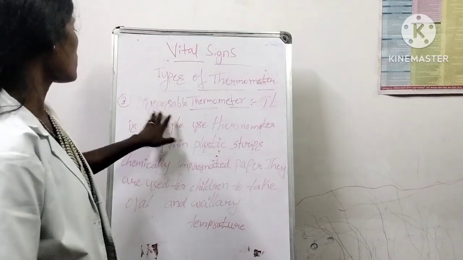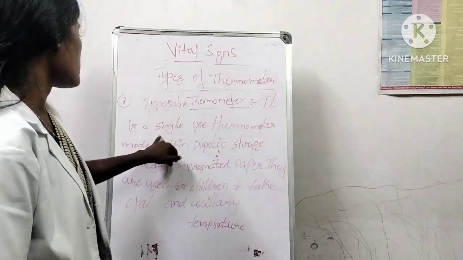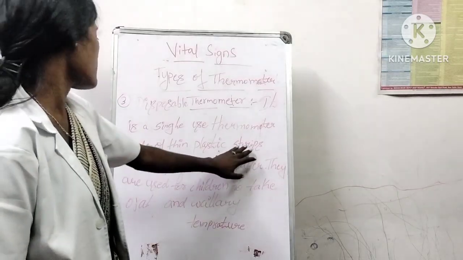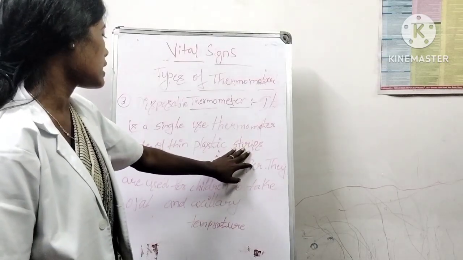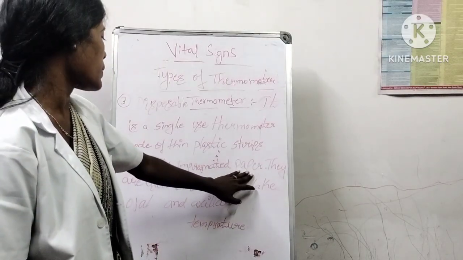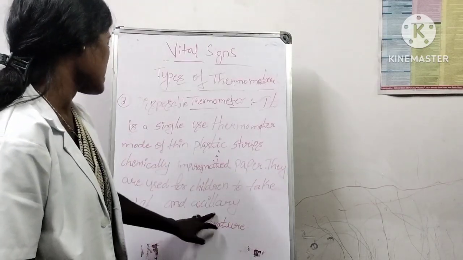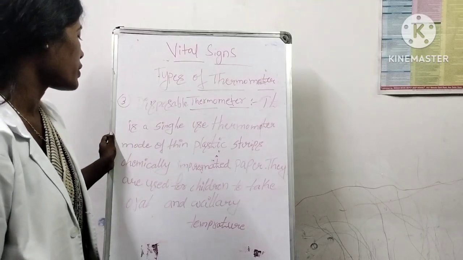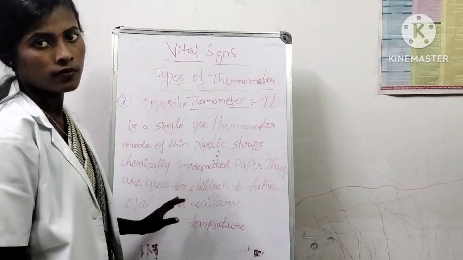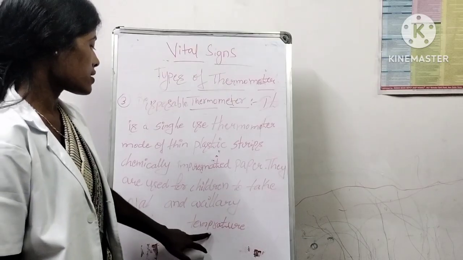Next, the third type is the disposable thermometer. It is a single use thermometer, so we can use it one time. It is made of a thin plastic strip with chemically impregnated paper. They are used for children to take oral and axillary temperature. Oral means in the mouth, and axillary means the armpit.